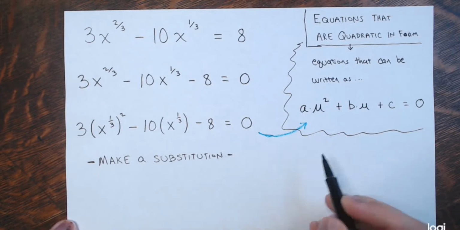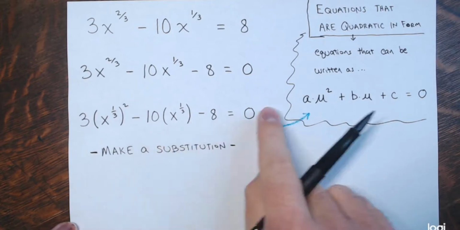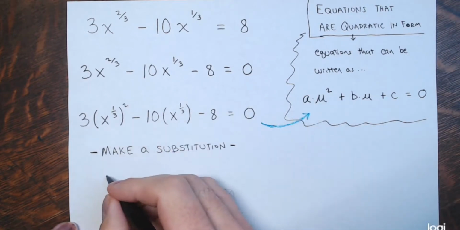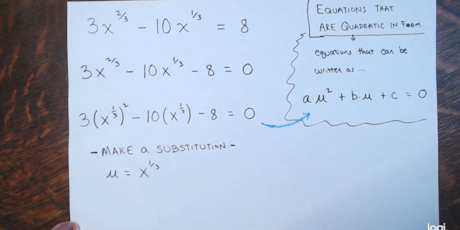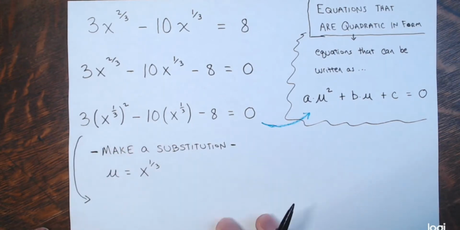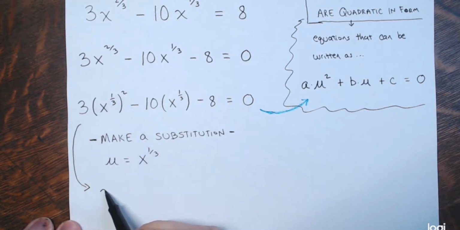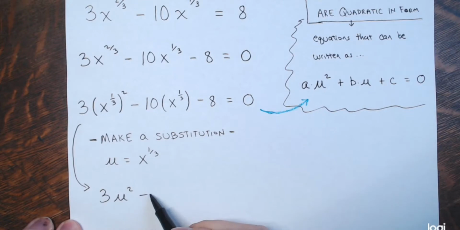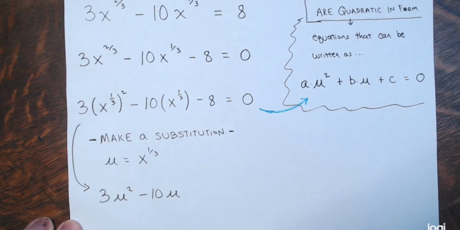And I guess in most of these I'll just call it the letter u. So this x to the 1/3 power acts like the u over here. So I'm just going to let u replace x to the 1/3 power. That changes this equation into the following. Instead of 3 times x to the 1/3 squared, it's 3 times u squared, minus 10 times, and then instead of x to the 1/3, that's 10 times u, and then minus 8 equals 0.